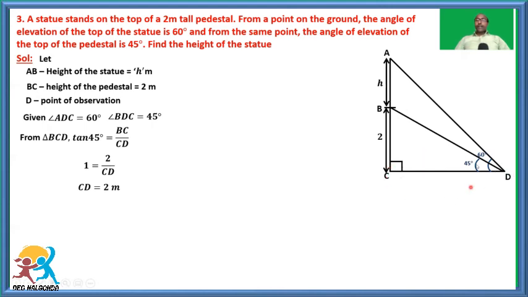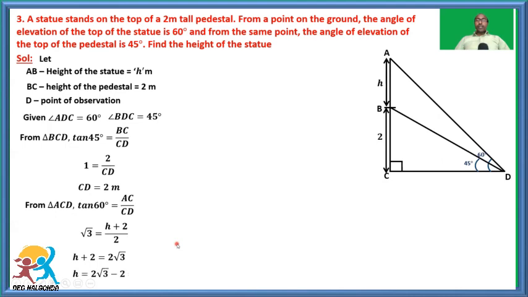But we need not find CD here. Even though, to find H, we must find the length of CD. Now take triangle ACD. From triangle ACD, tan D, that is tan 60, is equal to AC by CD, opposite by adjacent. Now writing the values, tan 60 is root 3, AC is equal to the sum of AB and BC, that is H plus 2, and we got CD is 2. So H plus 2 is equal to 2 root 3.